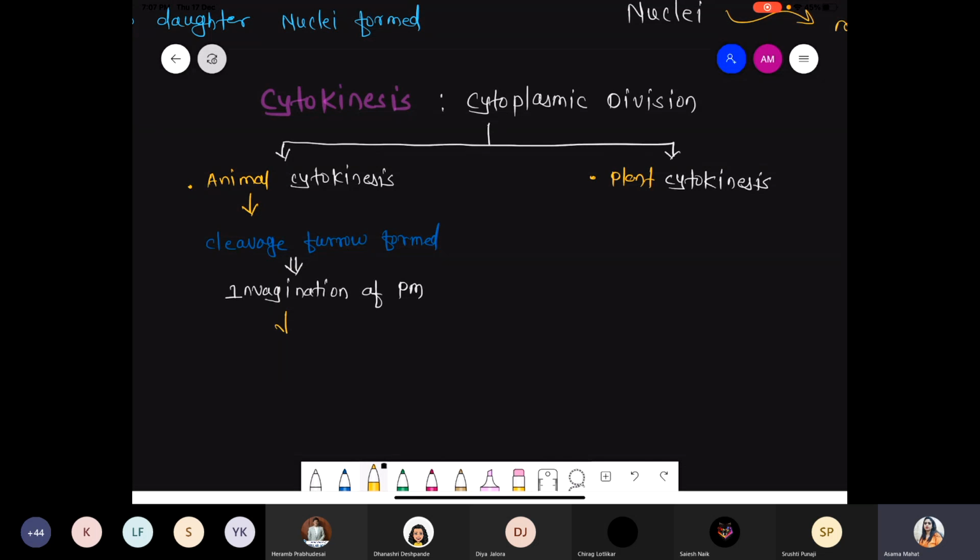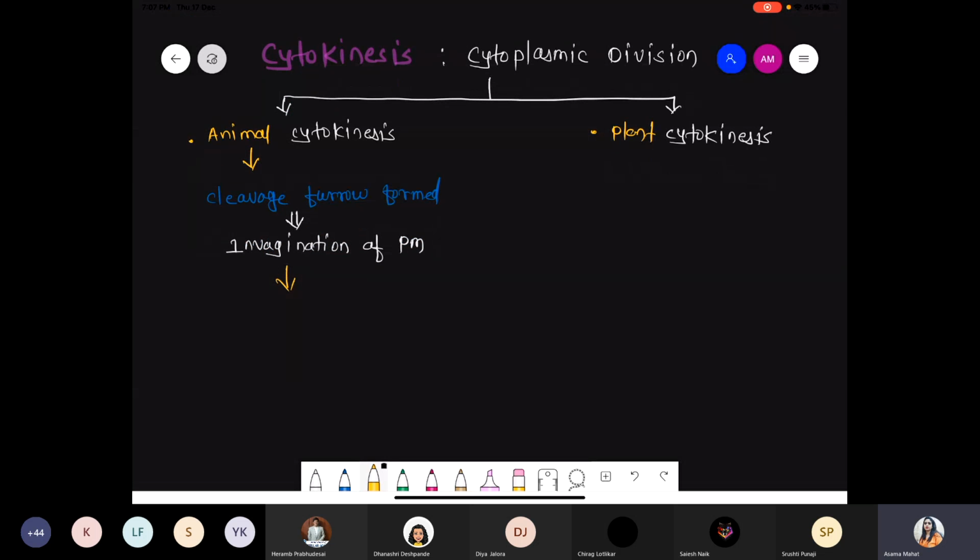And when we are talking about the animal cytokinesis process, there is a movement of the plasma membrane from periphery to center. So invagination of the plasma membrane means what? It is the movement of the plasma membrane from periphery, periphery means toward the outer side, to center. Periphery to center. And such a condition is very much present in case of the animal cytokinesis process.